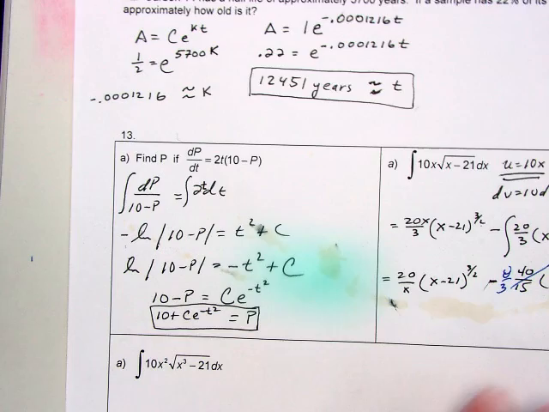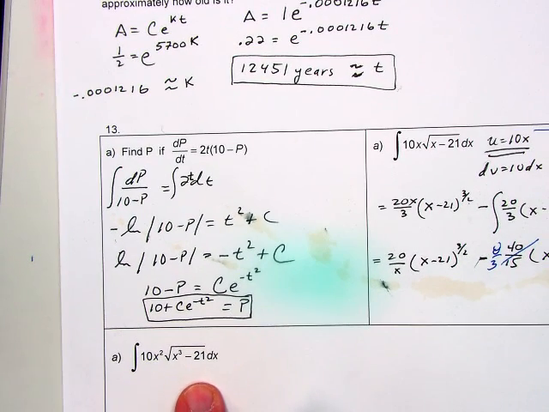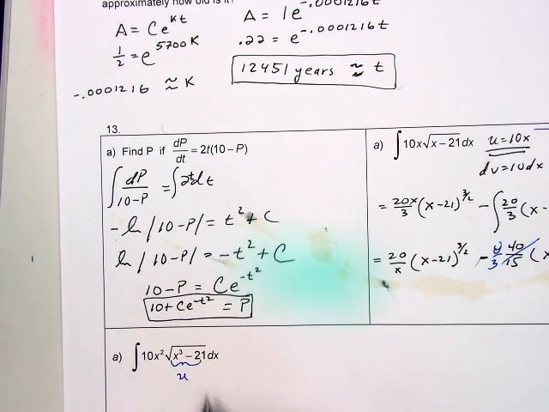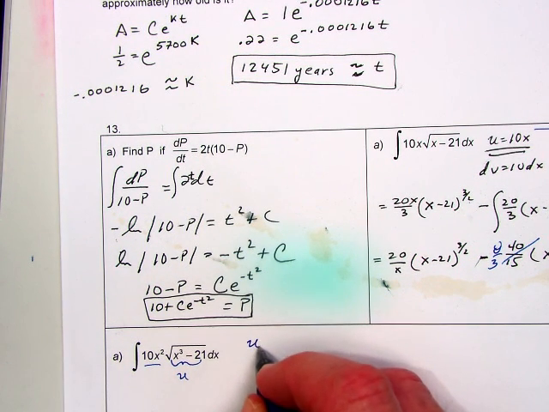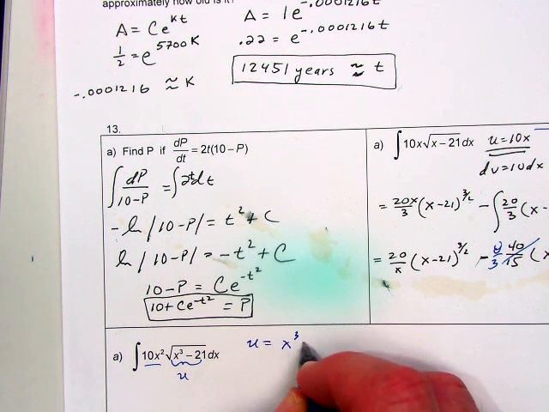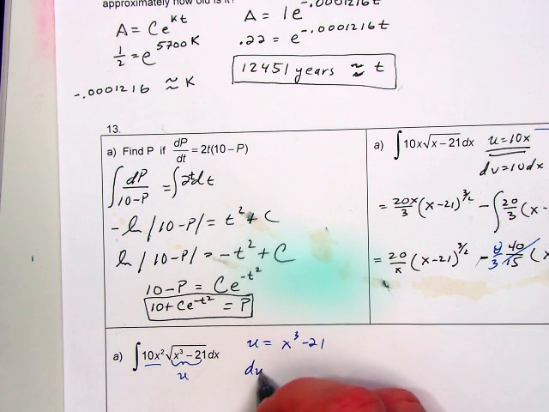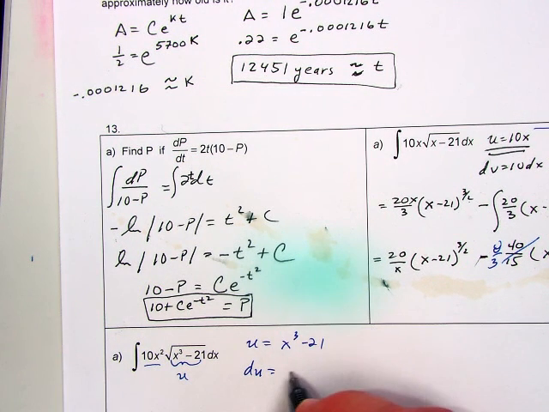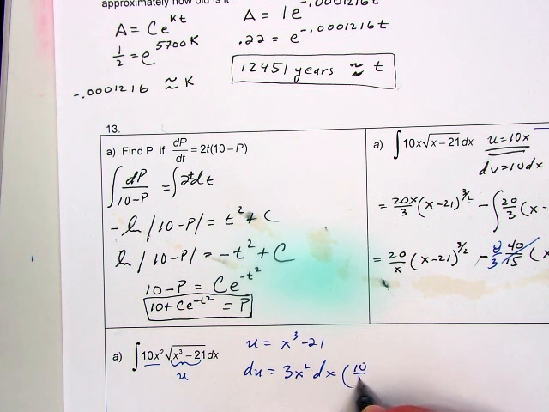Okay, for this last one, I want you to understand you don't need parts. If I pick this for U, this is a multiple of its derivative. So if I simply let U equal x cubed minus 21, just because it's a product does not mean it requires parts. I wanted to go back and make sure we did one of those. So dU is 3x squared dx. I don't quite have that, but I have 10/3 of it.